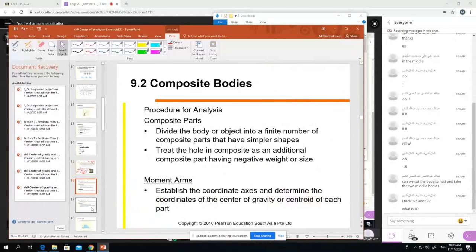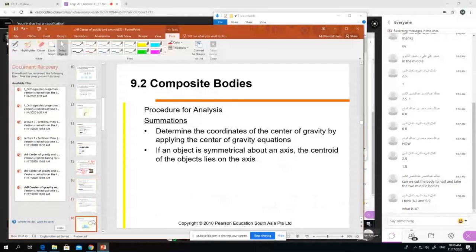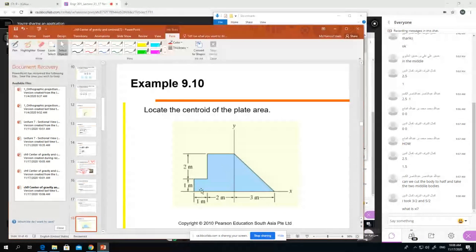Now we go to the composite body. Now we will learn how to calculate the center. Locate the center of the plate area. Suppose this is the plate, and they put here the x-axis, this one is the x-axis, and this is the y-axis. Okay. Now this is the composite area, right? How many areas do we have here?